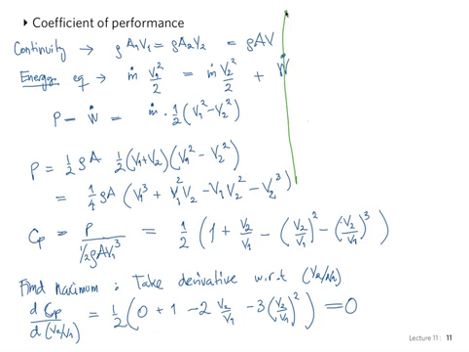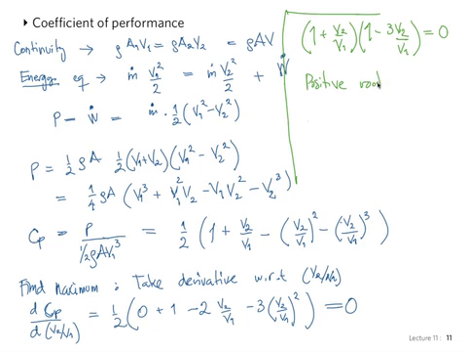Since I'm running out of space, I'm going to do it over here. I can factor it out as 1 plus V2 over V1 and 1 minus 3 V2 over V1. And I'm trying to rush a little bit here, forgive me, just to give Professor Wroblewski his 5 minutes that he wanted with you. The only positive root of this is V2 over V1 equals 1/3. The negative root of this equation doesn't have a physical meaning.